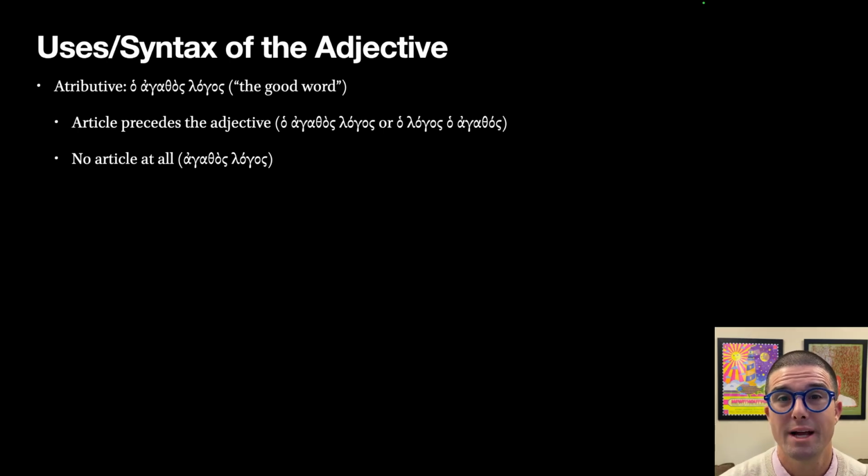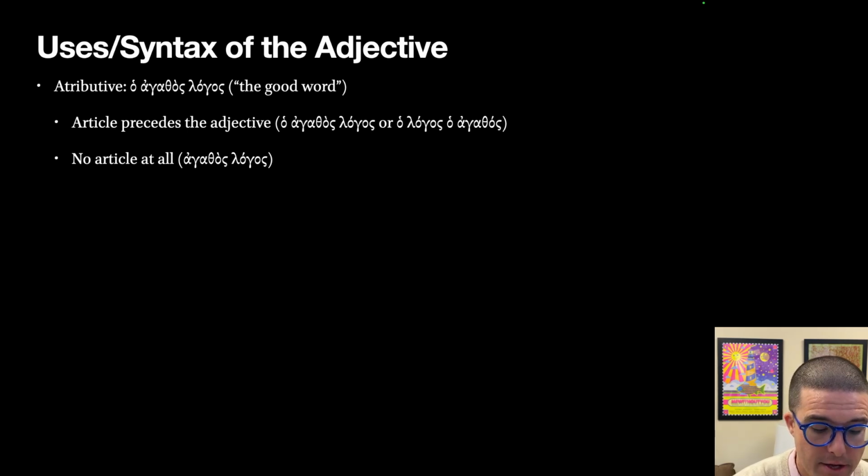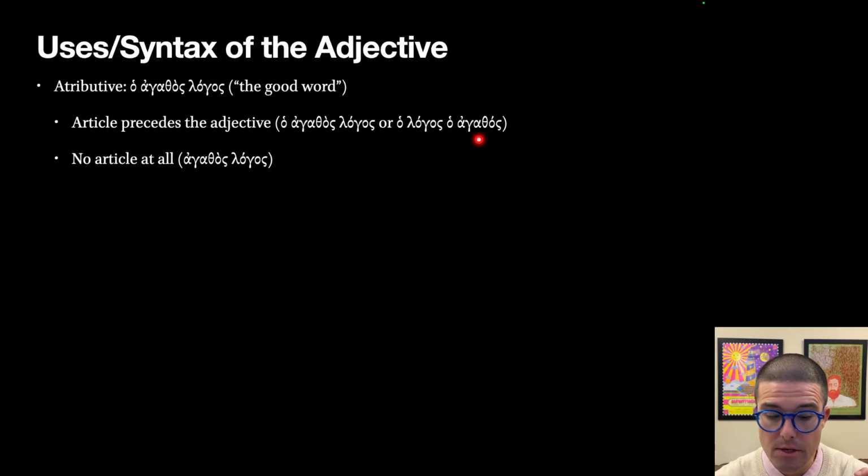The first is what is called the attributive adjective, where something is being attributed to the noun. And the syntax here, the syntax is a word that means order. The order of the words is going to have the article preceding the adjective. Usually it's going to go article, adjective, noun, but you can also have article, noun, article, adjective. There's a slight nuance here.